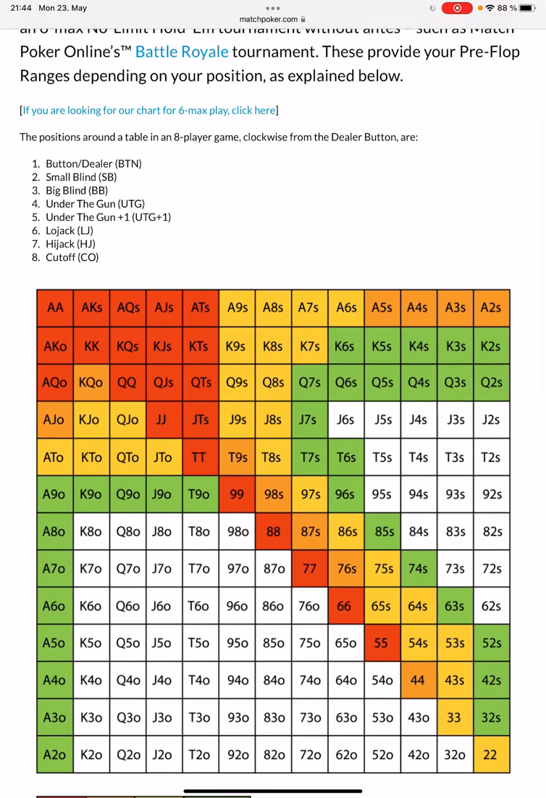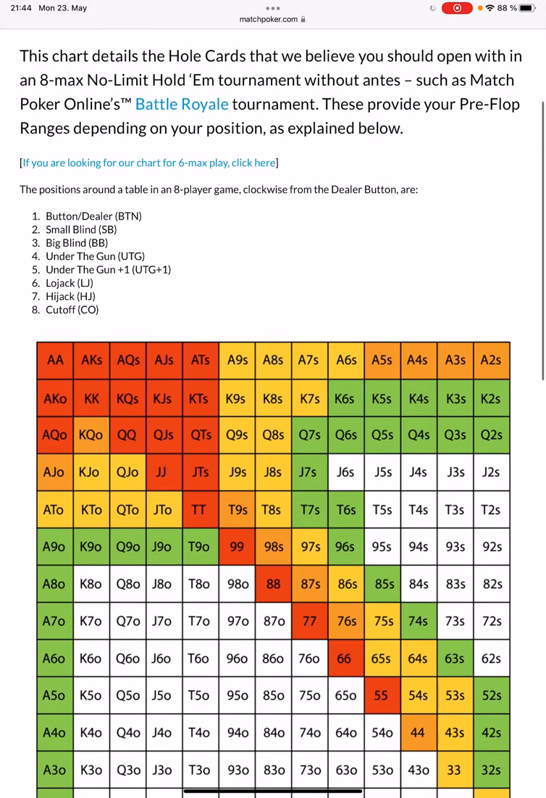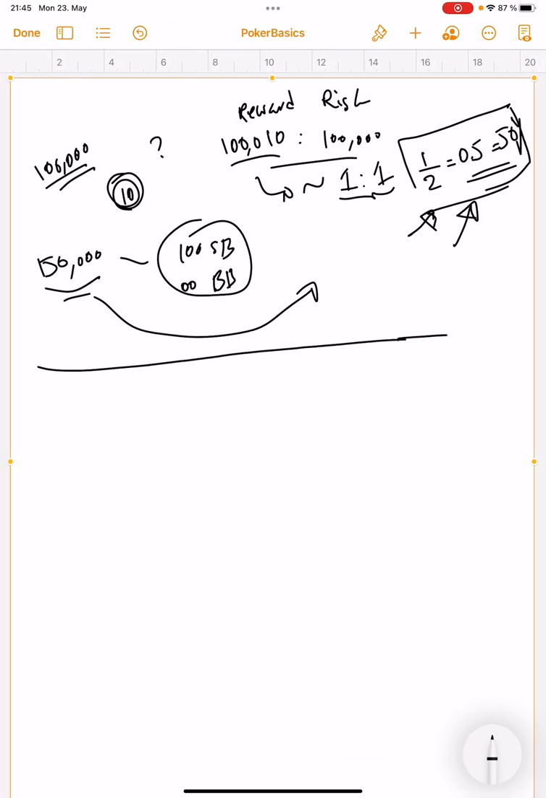So we already know what button is, number 1. Sorry, I cannot draw something to basically show you where I'm talking about. But you can see number 1 is button or the dealer. Number 2 is small blind. We already know that. Big blind, we already know that. Under the gun, I think we haven't talked about this one. Under the gun is, let me go here.